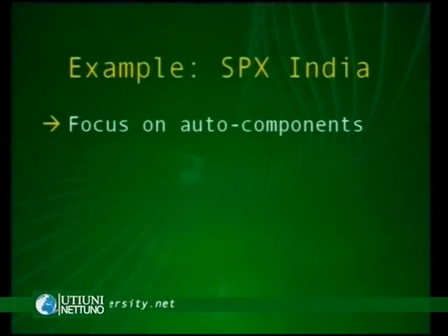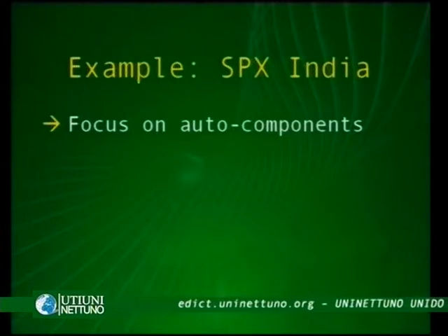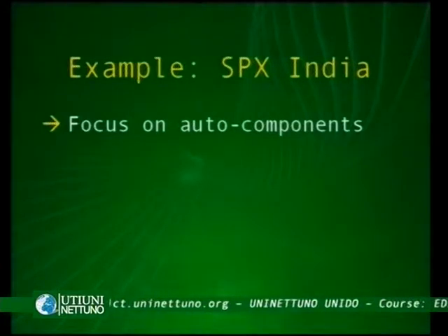Let me give you an example from SPX India. SPX India has started about 2005, and it has a clear focus on auto components in India. It has 3 centers. The first one is SPX in Chennai. And Chennai in India, which is on the east coast of India, is known as the Detroit of India. So large car manufacturers have located there. Ford, Hyundai, Renault, Nissan, BMW is there. So Chennai really is a hub for the automotive industry.